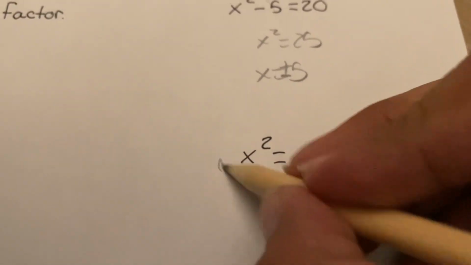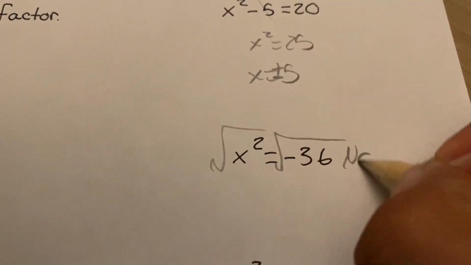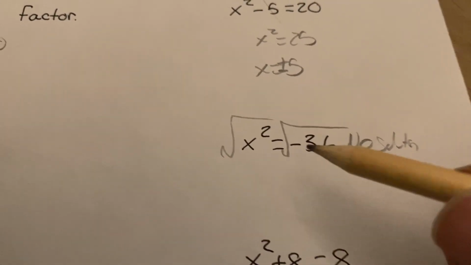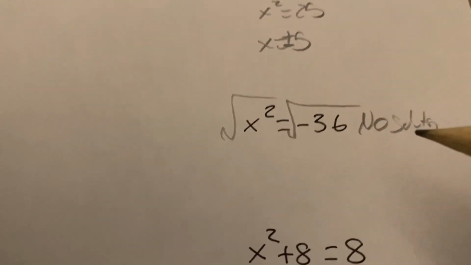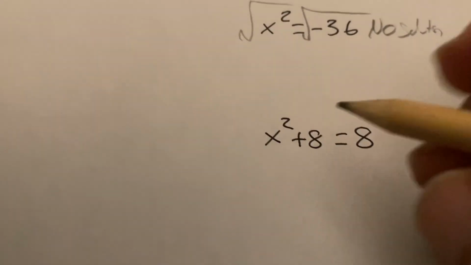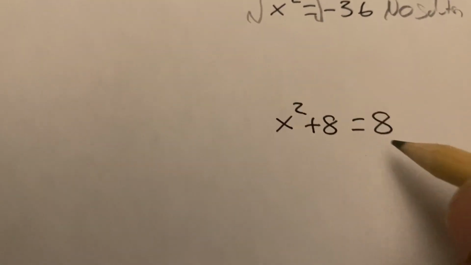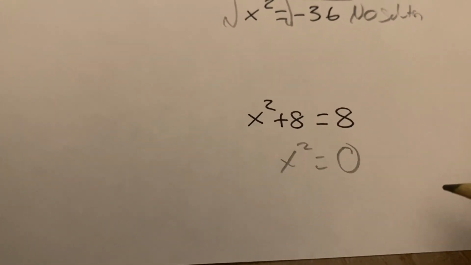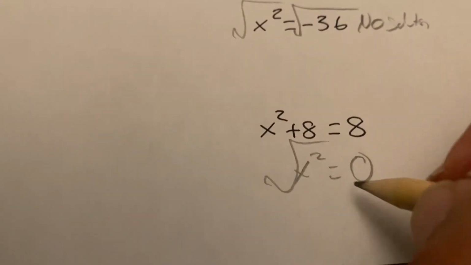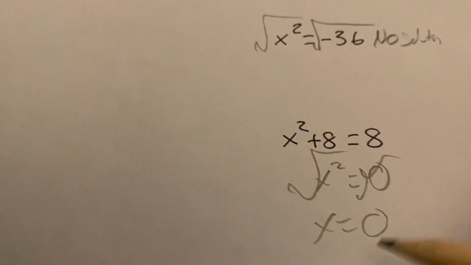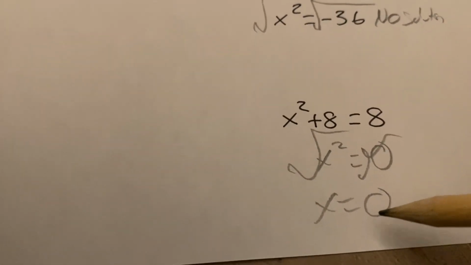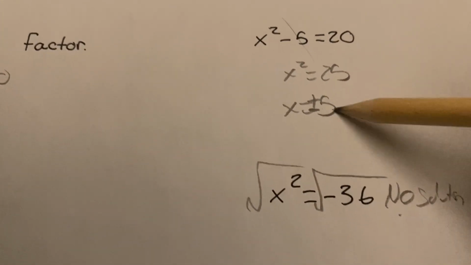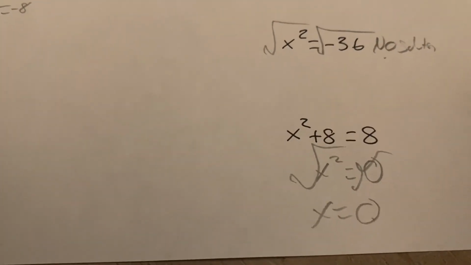Here, if I square root this side and square root this side, there is no solution. Okay, when you square root a negative number, there's no solution. Now here's an odd situation, one of its kind. So we subtract 8 from both sides, x squared equals 0. If I square root this one, square root this one, x equals 0. There's no positive or negative 0. So this is actually one solution. This is no solution, and this is two solutions. Okay, and that's it.